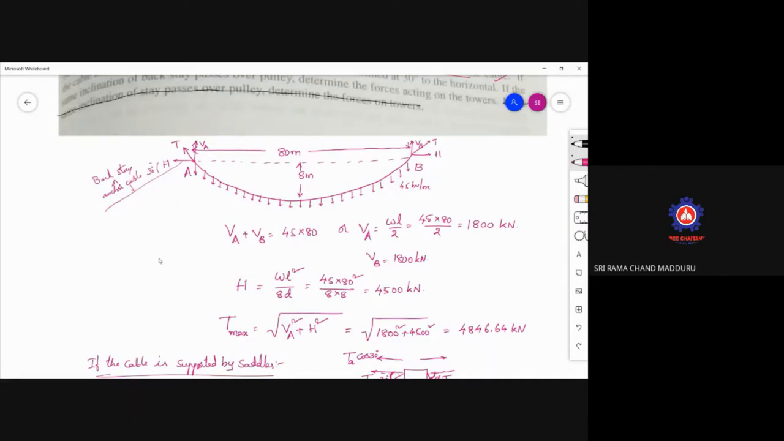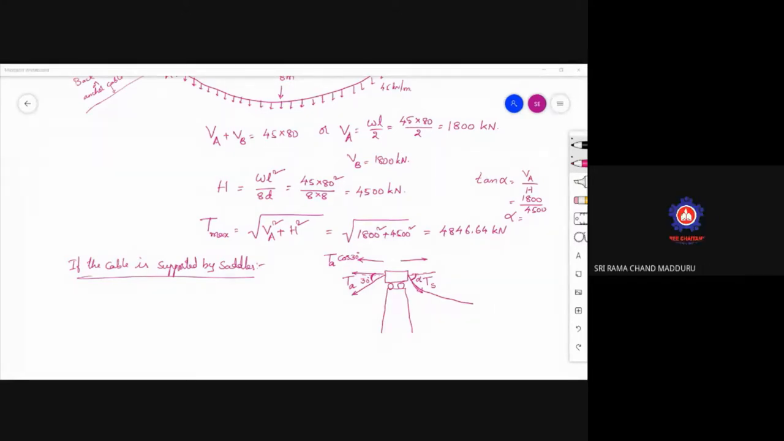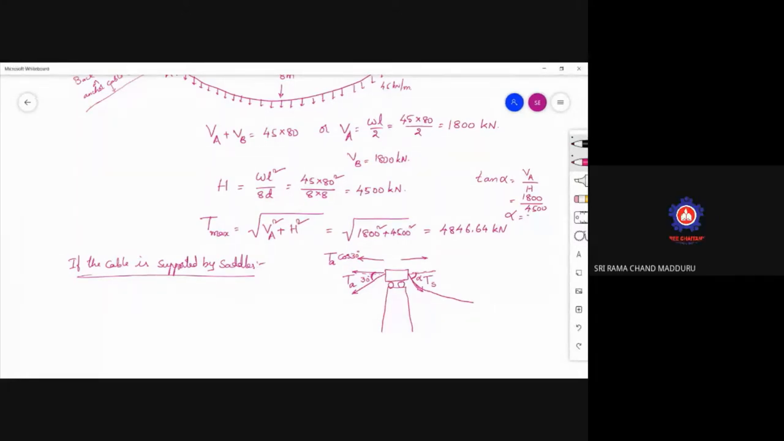So now here we require the angle that is made. Just see, if this is alpha, this is also alpha. So tan alpha is VA by H. Just write down here itself: tan alpha is equal to VA by H. VA is 1800, H is 4500. So what is the value of alpha? 21.8, right. 21.8 degrees.